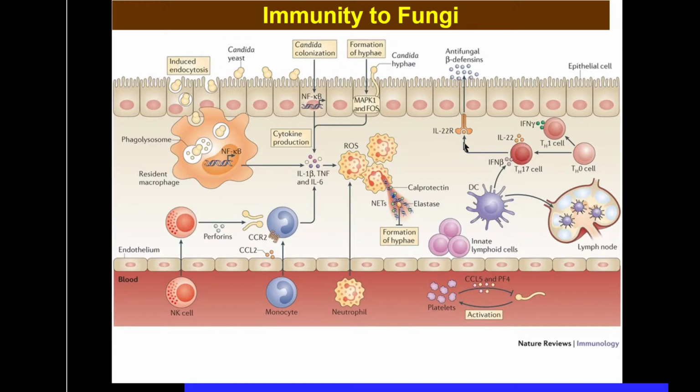T helper type 17 produce interleukin-22. This interleukin-22 binds to its receptor on the epithelial cells, and they start producing antifungal beta defensins, substances that destroy fungi in the lumen of the organ. Additionally, T helper type 1 cells also mature, because interleukin-12 produced by the dendritic cell and macrophage also helps naive cells to be transformed to T helpers type 1, which produce interferon gamma, activating macrophages and dendritic cells for their functions.